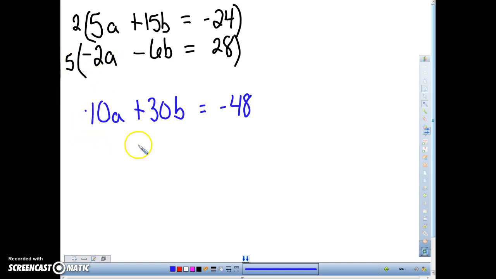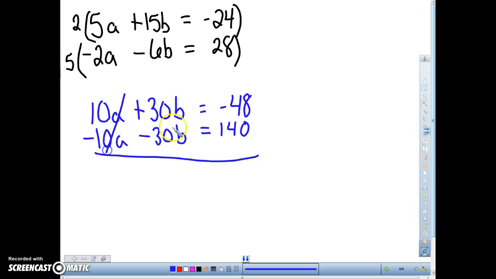And then you have negative 10a minus 30b equals 140. Some of you could probably see the answer from this point, because when I add this together, this all cancels, and I get 0 is equal to 92. Well, 0 is equal to 92 is a false statement, so then I write no solution.